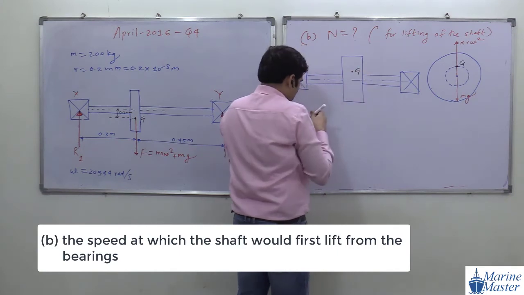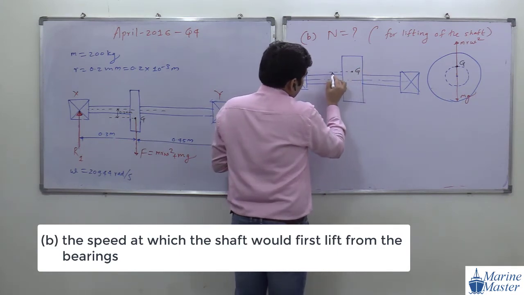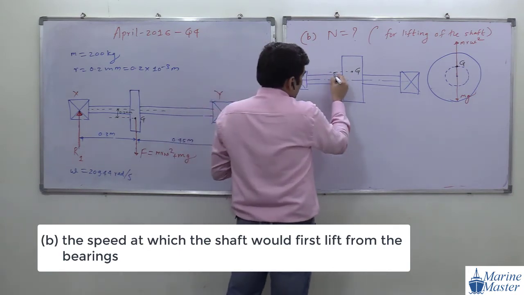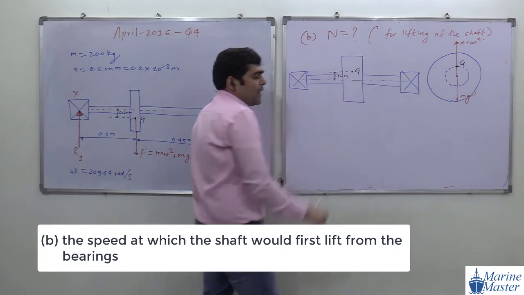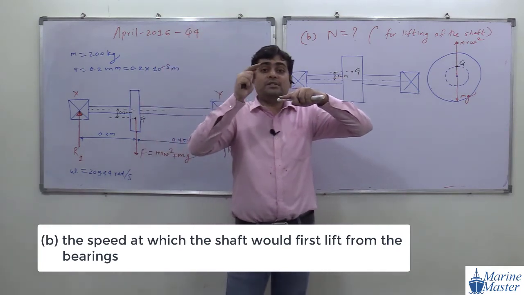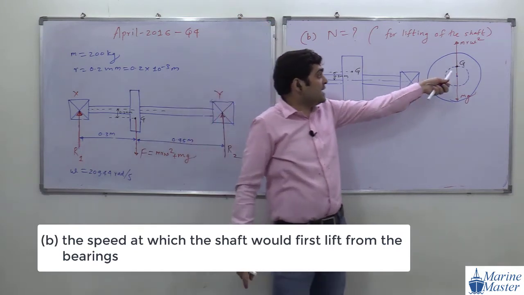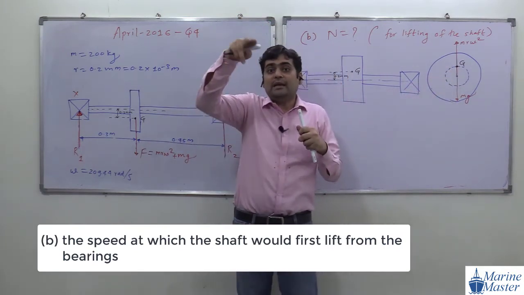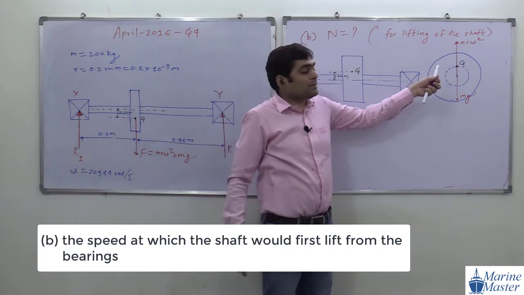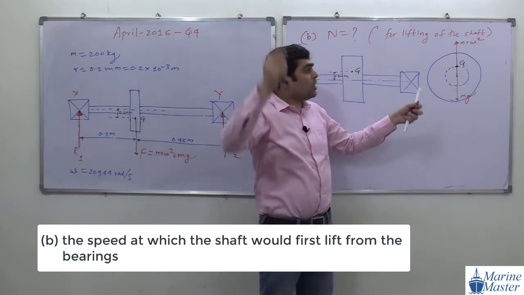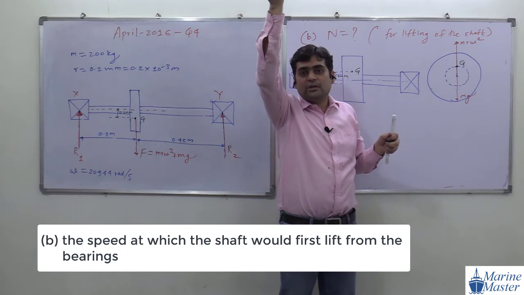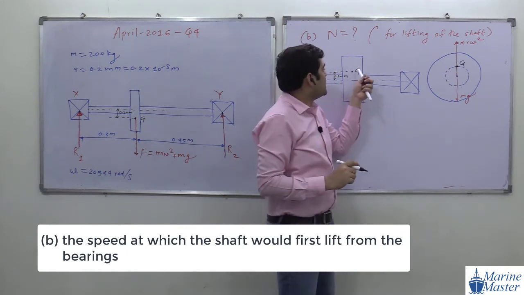G means center of gravity. And this distance is how much? 0.2 mm. Now in this scenario, why have I drawn G upward? Because when G is at the topmost position, then and only at that position will the shaft get lifted first, because at that position centrifugal force is upward. So that's why I have shown G upward.